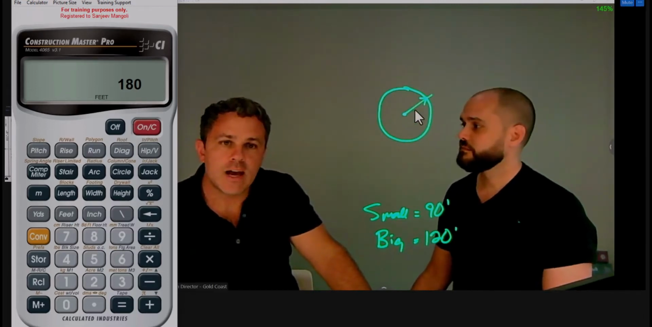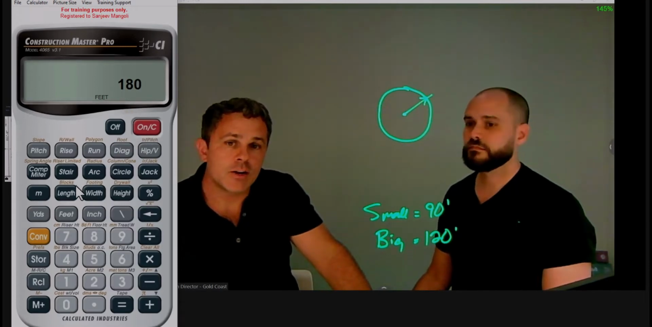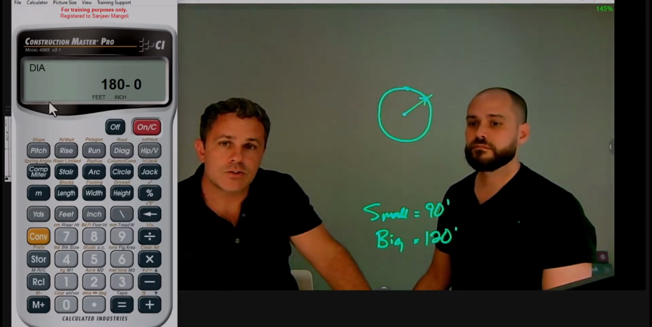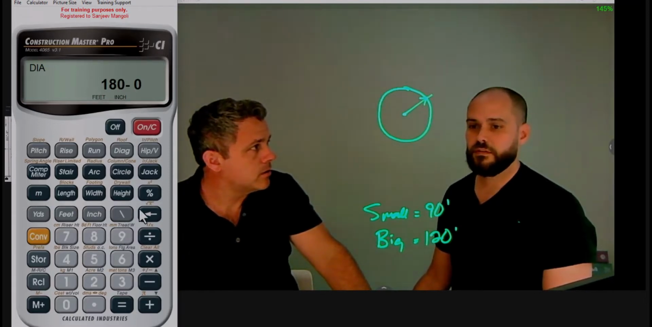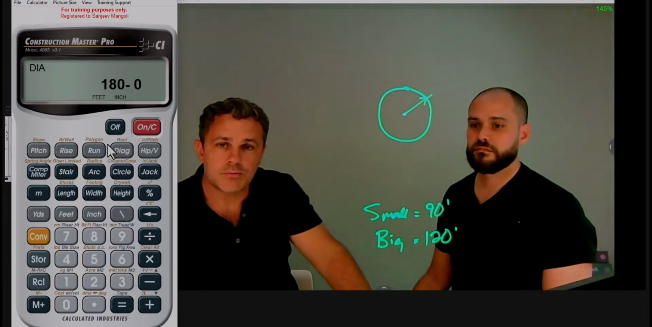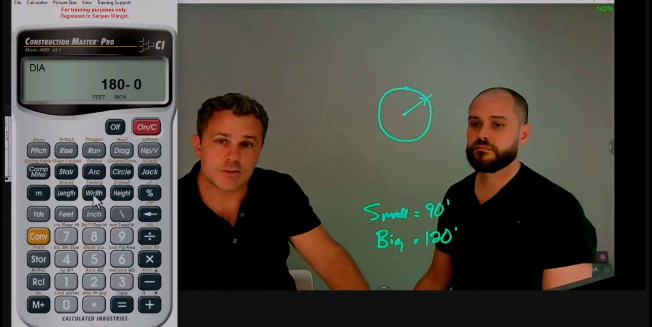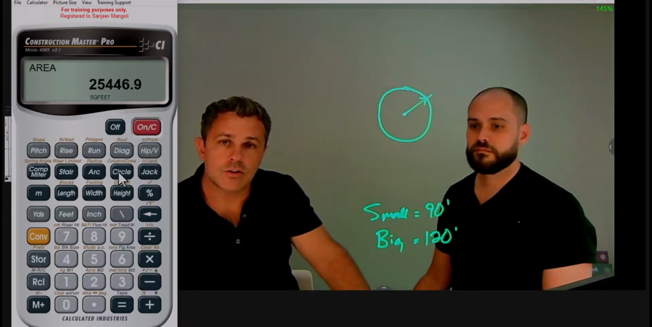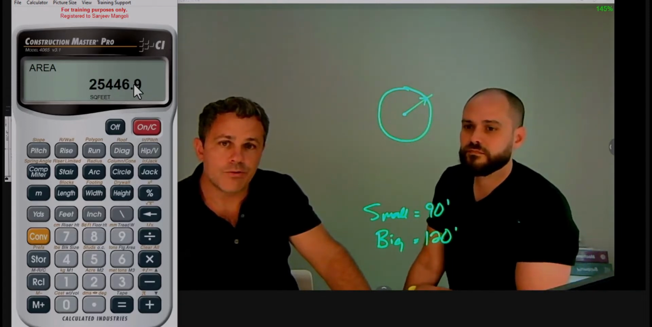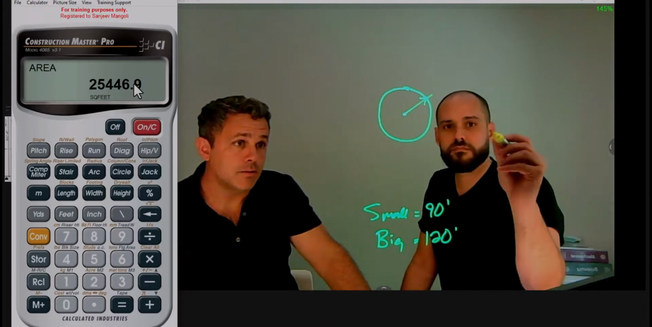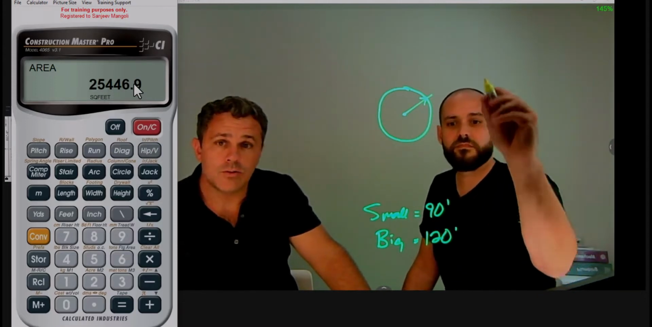Exactly. So I'm just going to enter 180 feet. Now look, if I just click circle, I bypass that step. I haven't entered the radius here. I can just enter the diameter, so it saves me a couple of keystrokes. I just click circle again. There we go. I'm going to round because I hate these numbers, to 25,450. The area of the small is going to be 25,450.